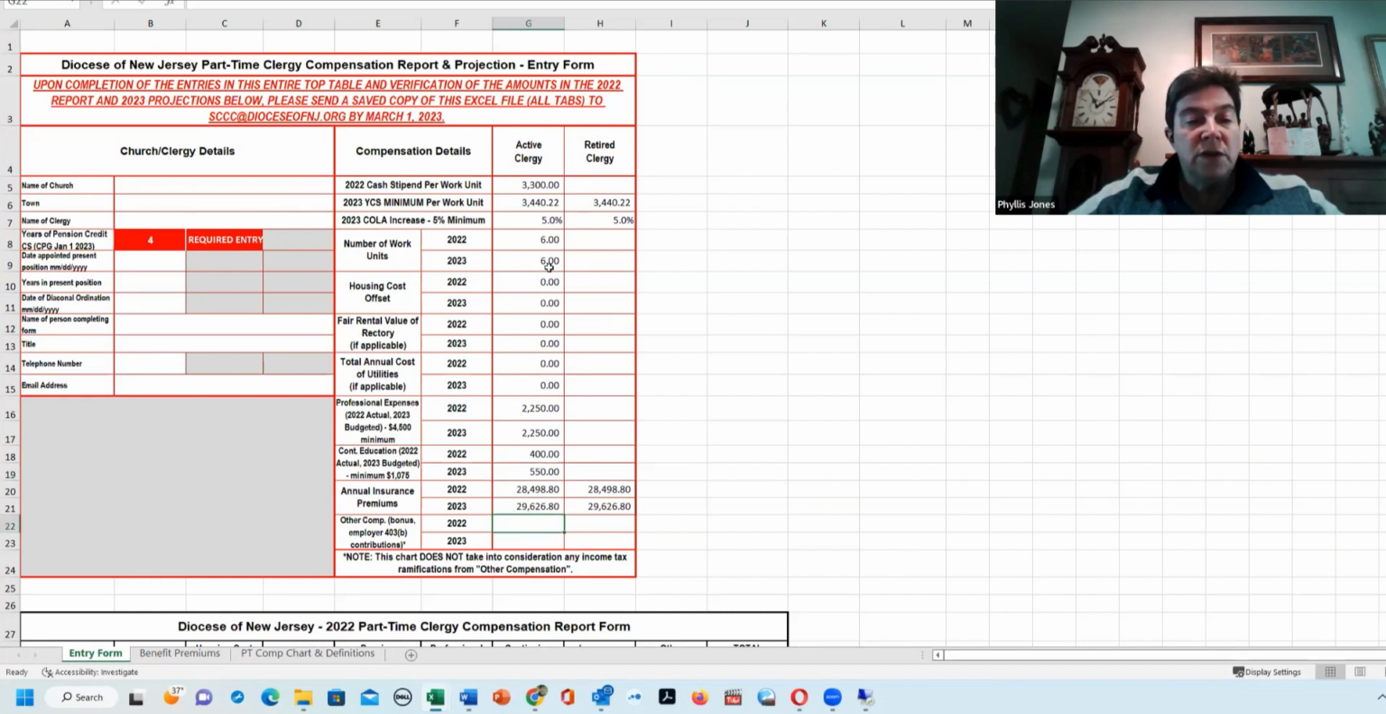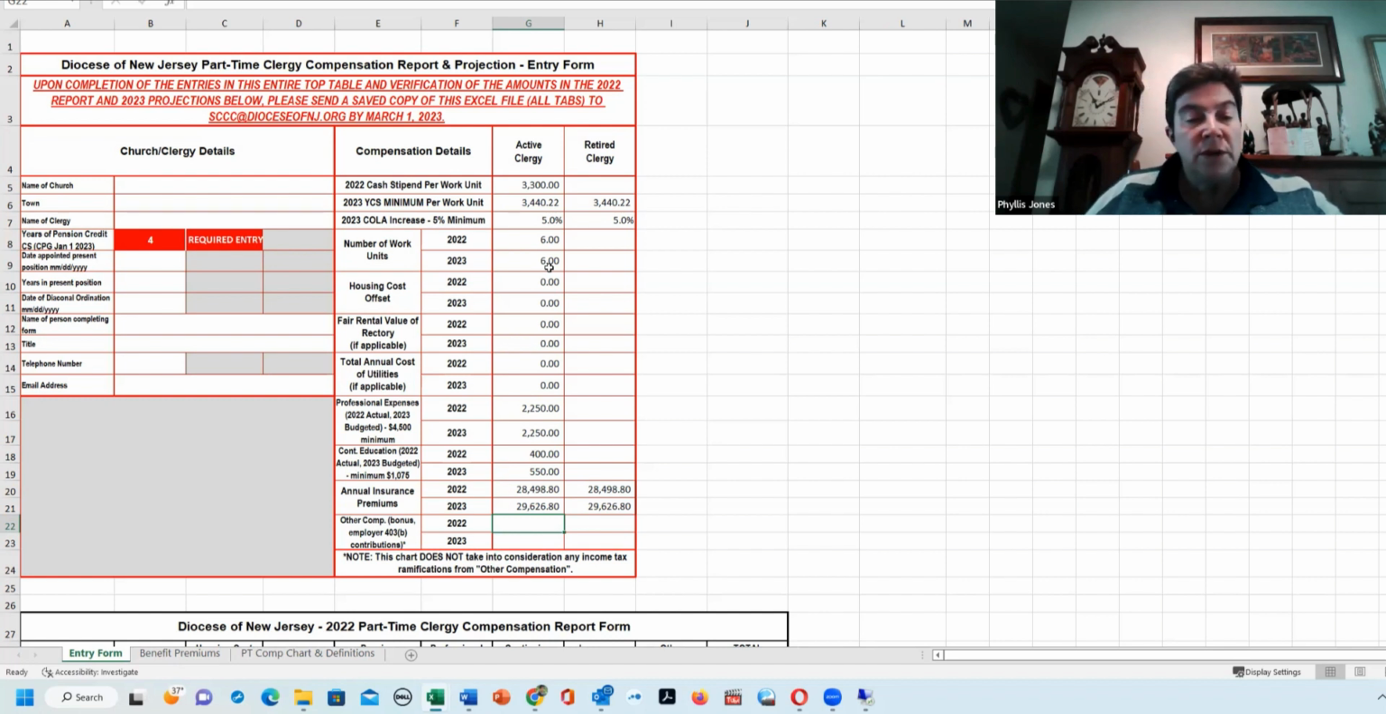And while we have the minimums for the professional expenses and the continuing education, they're also understood to be minimums that apply as a part of a reimbursable program. So the clergy person can ask to be reimbursed for up to $4,500. If they only submit for reimbursement for $500, then your actual expense for that year is $500, which is below the minimum. We understand that. But for the subsequent year, you still want to budget at the minimum.